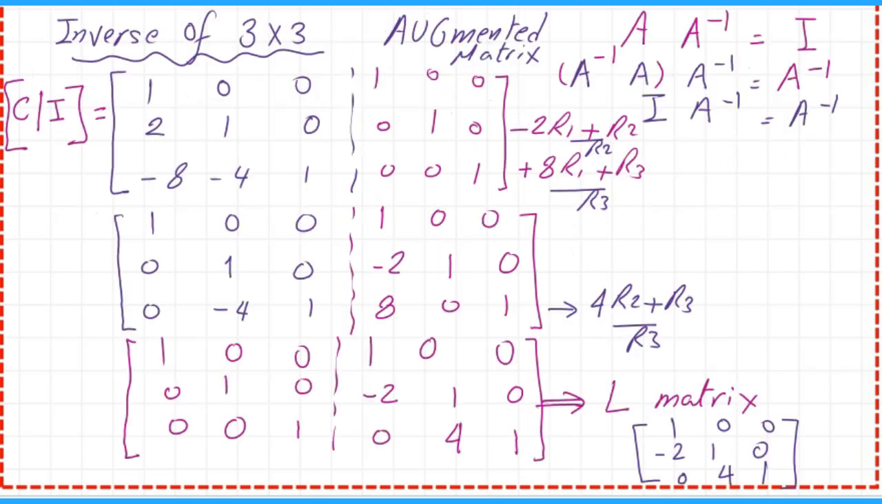The second method is using the augmented matrix. We can say C augmented I. This is using the expression AX equal to B. If X is A minus 1, the inverse of A, so we'll multiply A by A minus 1, which is the identity matrix. We put the identity matrix at the right side of the matrix.